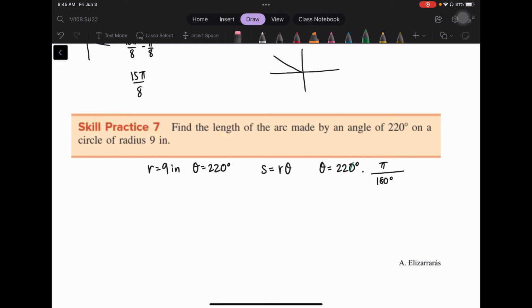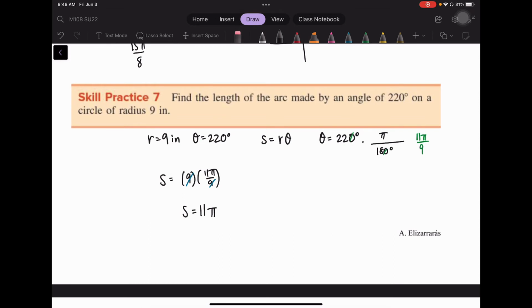I can divide out a 10, and 2 goes into 22 11 times, and 2 goes into 18 9 times. That converts to 11 pi over 9 in radians. So now I can find the arc length by taking 9 for the radius and 11 pi over 9 for theta, and conveniently the 9's cancel, and this arc length is 11 pi. 11 pi is roughly 34.6 inches here. Because remember, it's a length, so we're not working in degrees, we're working in lengths here.